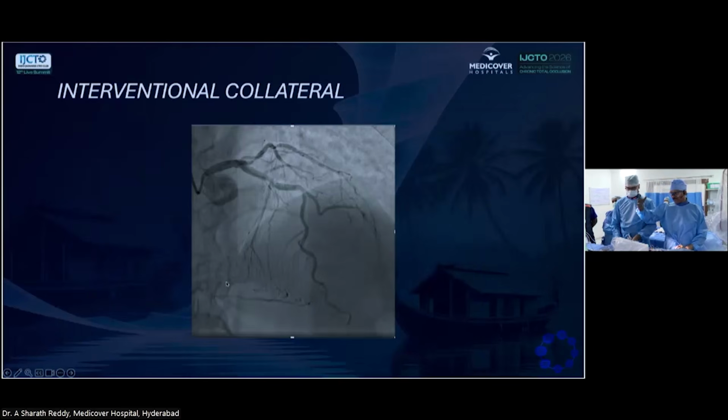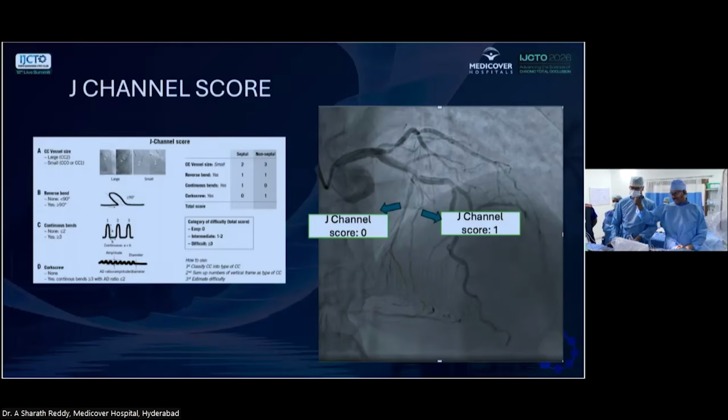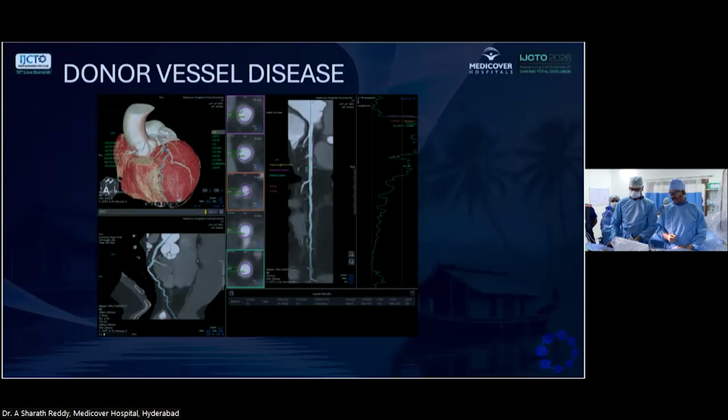So we have good interventional collaterals. That's one collateral which we spotted. This was another collateral, which are quite good, subtle collaterals. These are the J-channel scores for both collaterals: one is 0, another is 1. And this is the donor vessel.